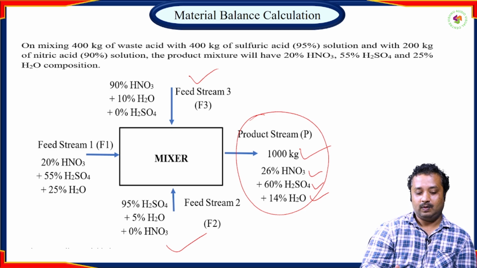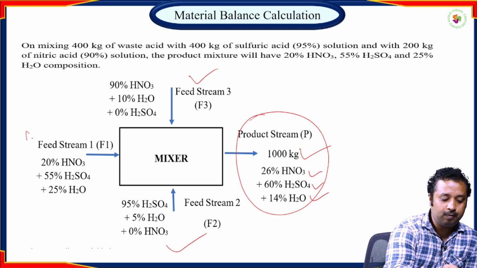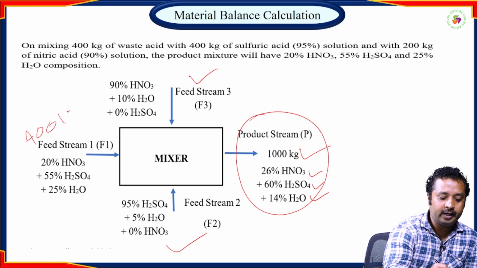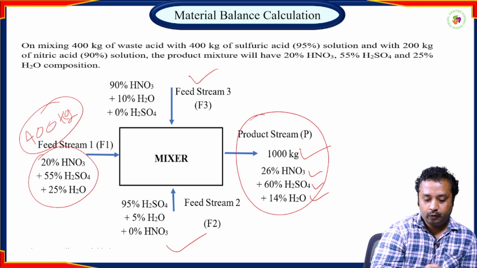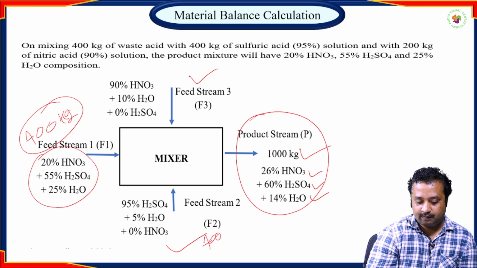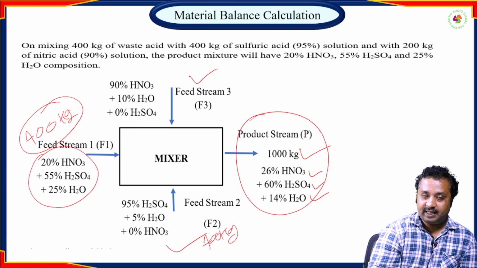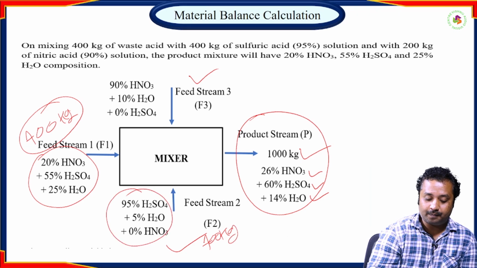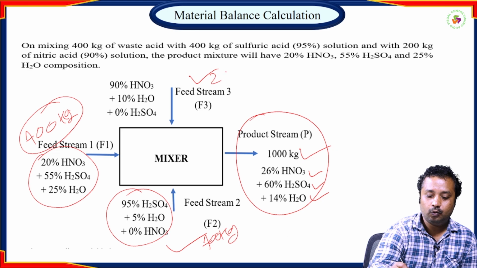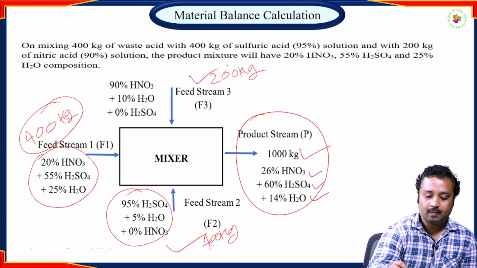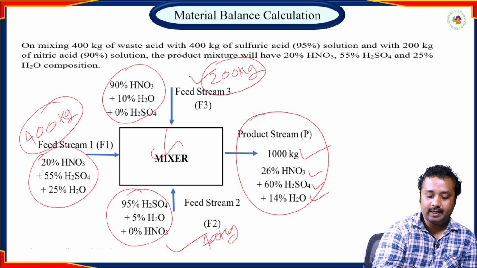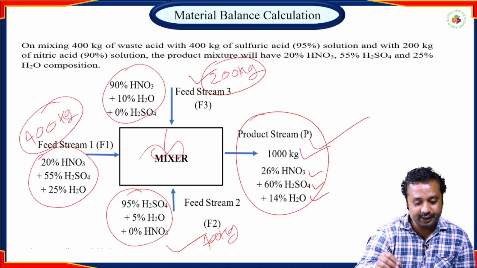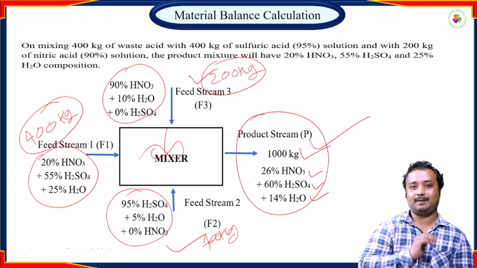That we solved. After solving we get that if we take 400 kg of waste acid with this composition, and mix it with 400 kg of concentrated H2SO4 with this composition plus 200 kg of concentrated HNO3 with this composition, exactly we will get 1000 kg with this percentage.